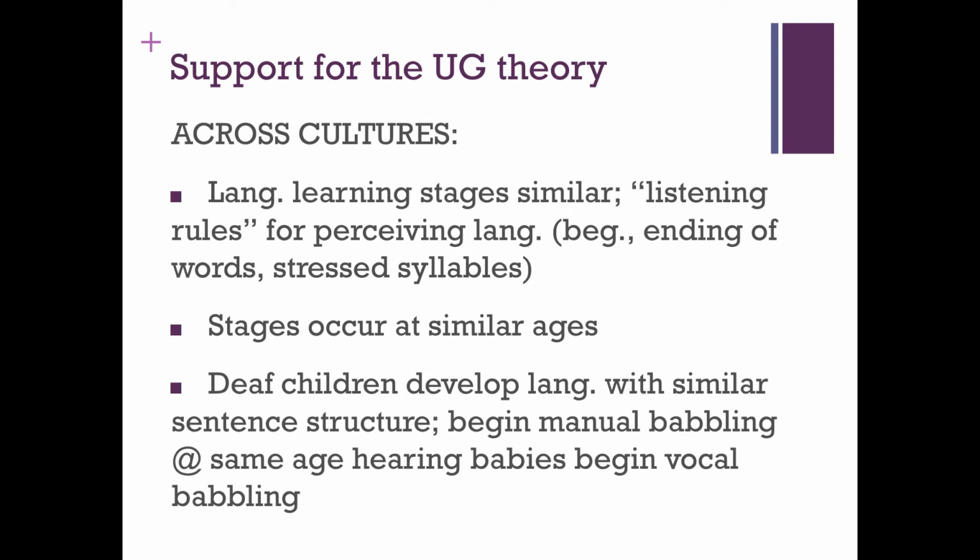Support for this universal grammar theory is that across cultures, language learning follows a similar set of stages that we talk about in our next video. Stages also occur at similar ages. Deaf children develop language with similar sentence structure and also begin manually babbling, meaning babbling with their hands, at the same age that hearing babies begin vocally babbling.